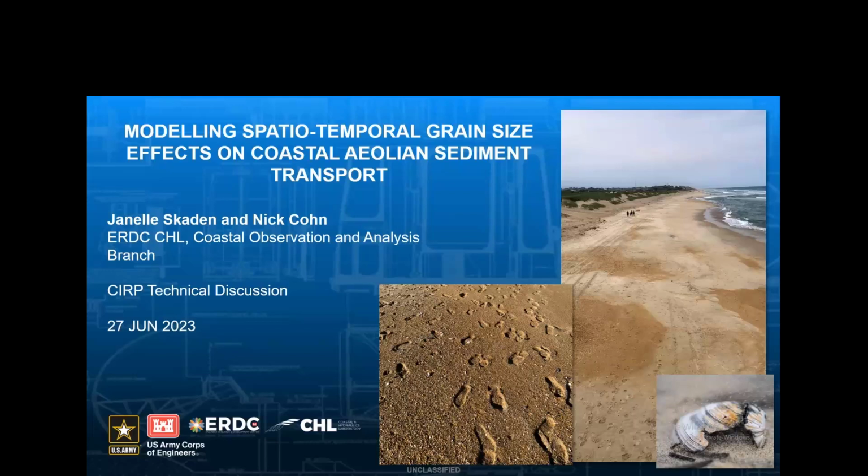So I'm Janelle. I've been working a lot with Nick on some of this Aeolus stuff. So today we're going to look at some of the modeling of spatial temporal grain size effects on coastal Aeolian sediment transport.